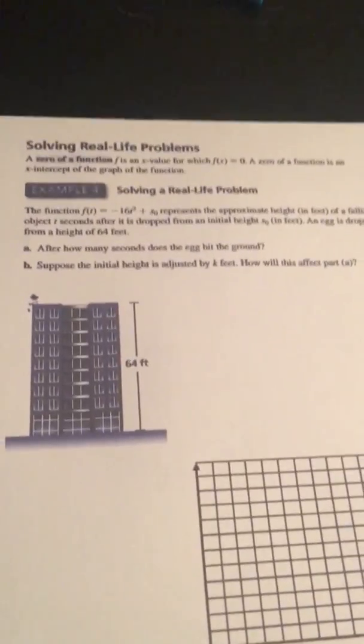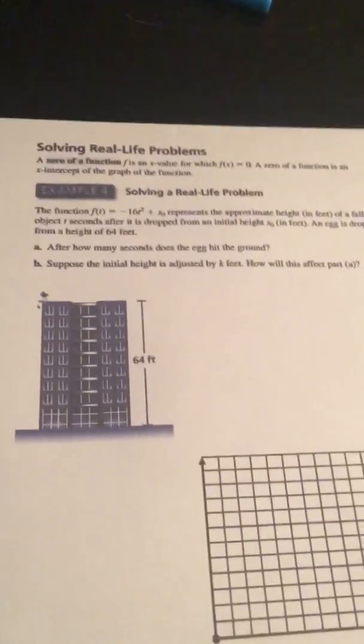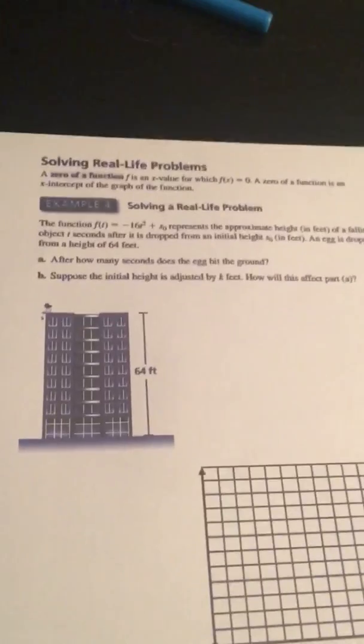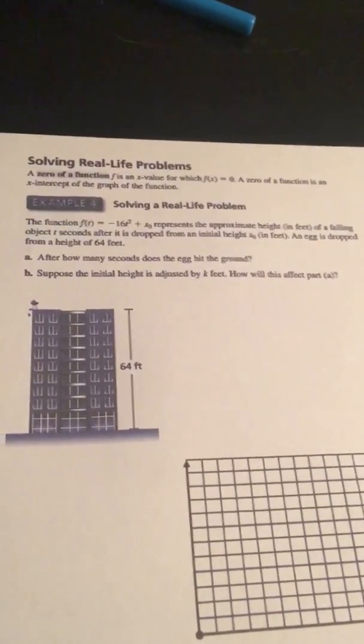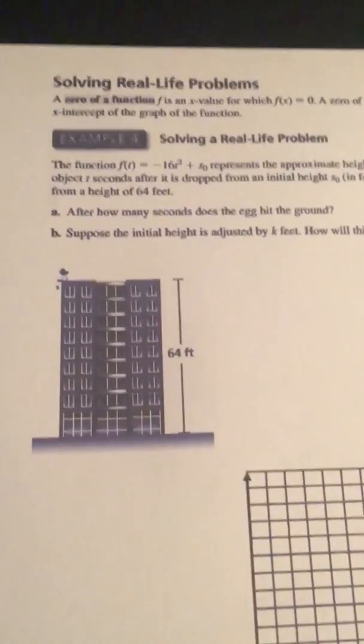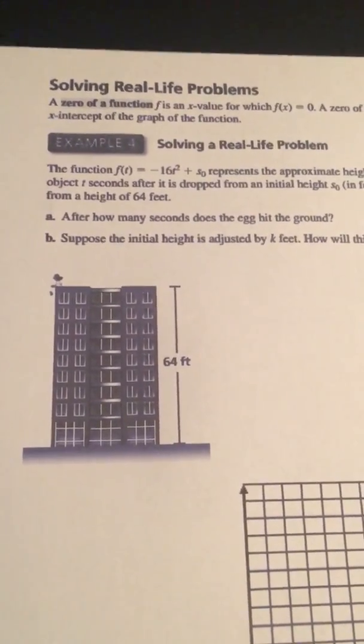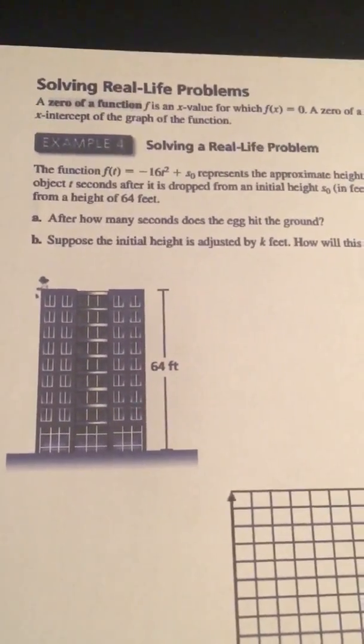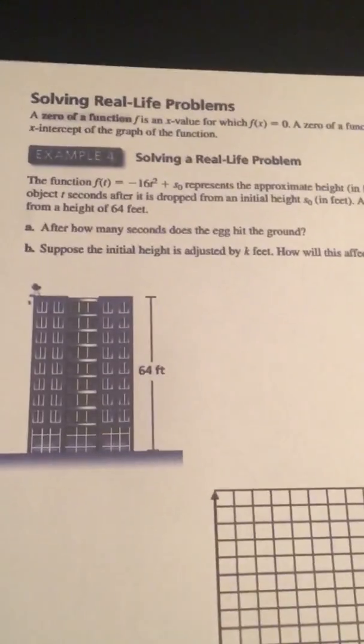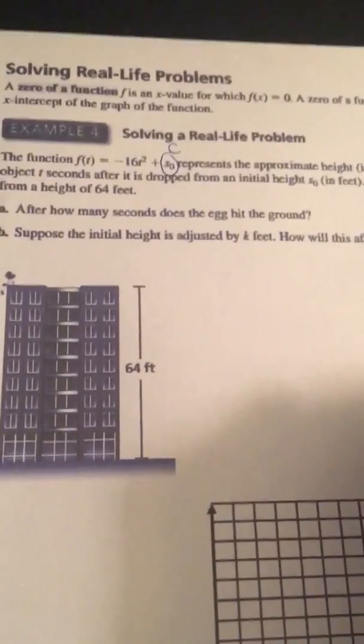Example 4 is very similar to examples that we have done in our previous chapter, except now we're going to actually graph it along with solving it. So it's talking about an object falling from the height of a building with the equation f of t equals negative 16t squared plus s sub 0. S sub 0 is our c value in this case, and it's our starting height.